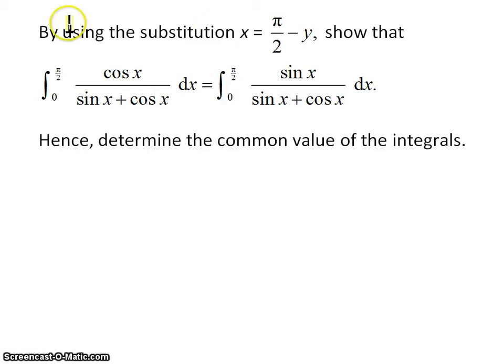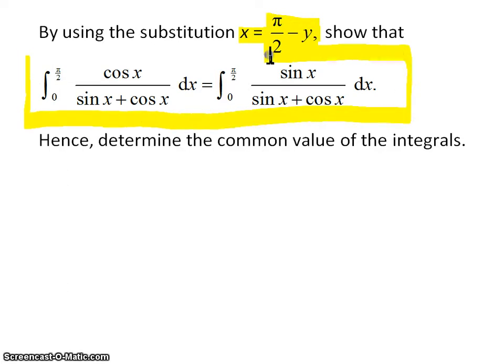This question tells us to use this substitution to show that these two integrals are in fact equivalent to one another, are in fact equal. And from there we have to determine the common value, or basically we have to evaluate at least one of these integrals. It also says "hence", so we're definitely going to need to use this equality at some stage. But first let's try and prove it.